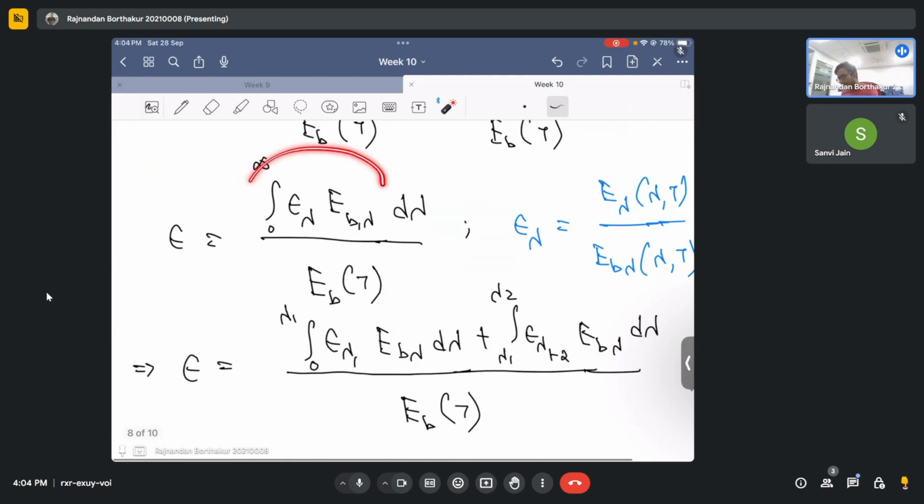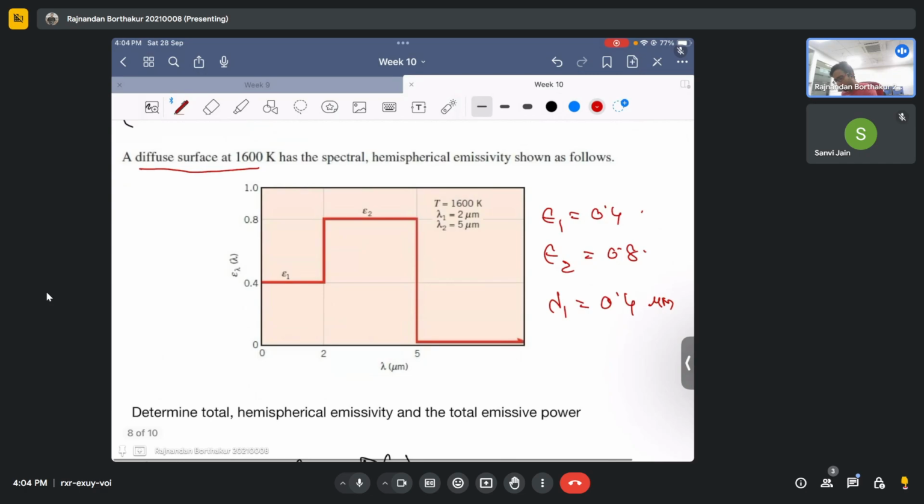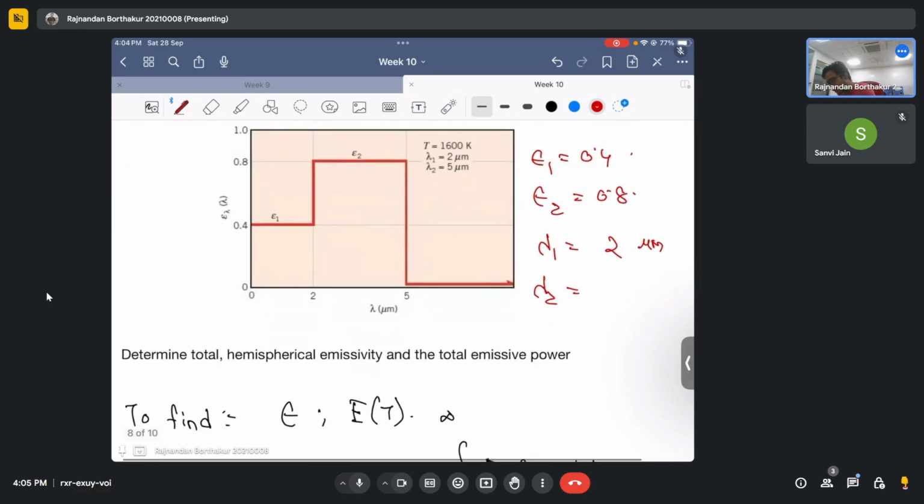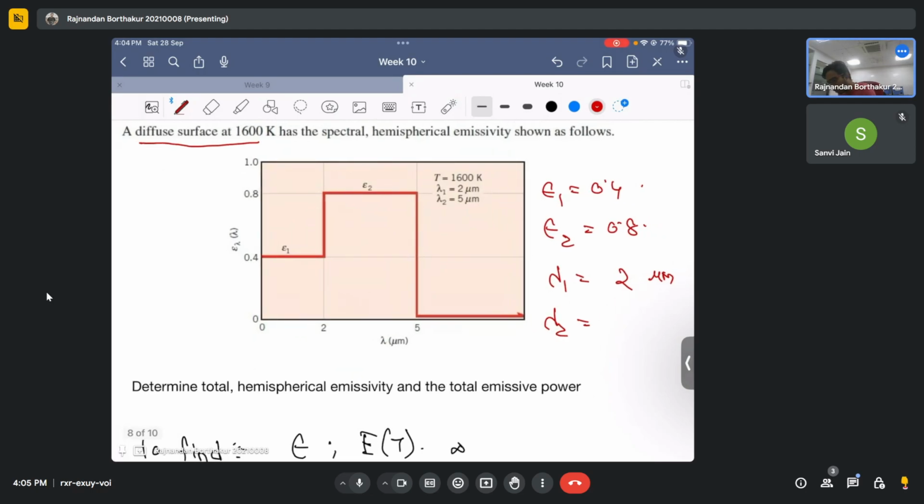So this total integration we have just divided into the first zone, and this is for the second zone, where I know this lambda 1, remember this lambda 1 is equal to 2 micrometer, sorry, I wrote it wrong. So this is my band of the first wavelength. You can just write it as 2 micrometer, and then lambda 2 is basically from 2 to 5 micrometer to be precise.